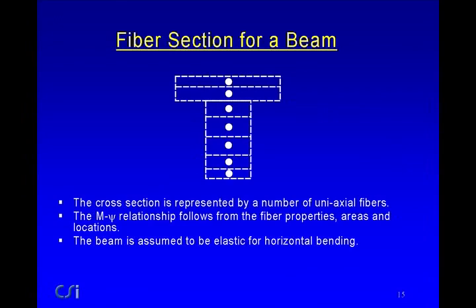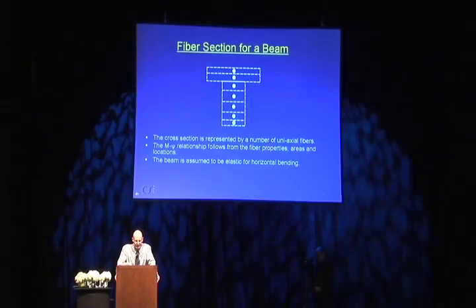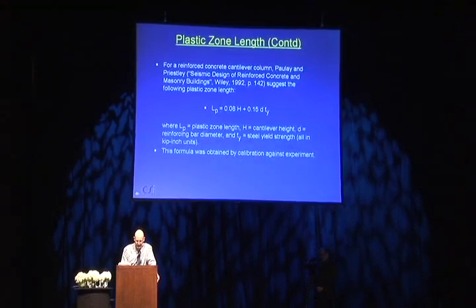Here's what a fiber section for a beam might look like. You simply divide the beam cross section up into a number of fibers, and you assign locations and areas to the fibers, and the moment curvature relationship follows from the fiber behavior. And the beam is assumed to be elastic in horizontal bending.